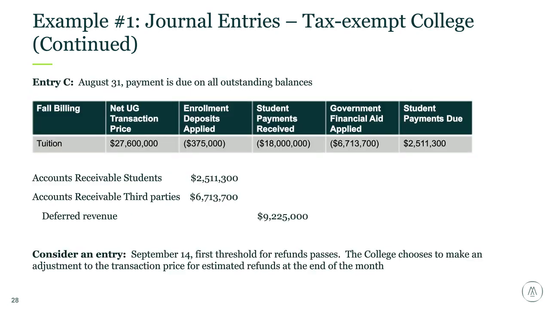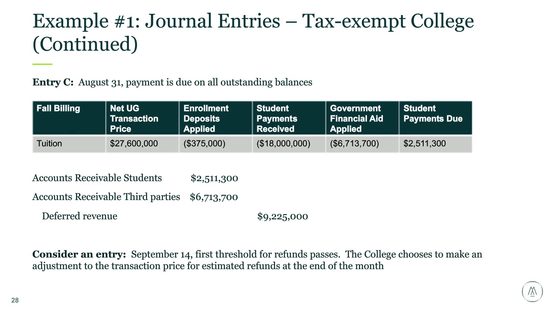On August 31st, payment is due on all outstanding balances. At this time, the college has an unconditional right to consideration. Therefore, a receivable is recorded for the balance due, even though unforeseen circumstances may occur that could cause a student to withdraw or adjust his or her course schedule.